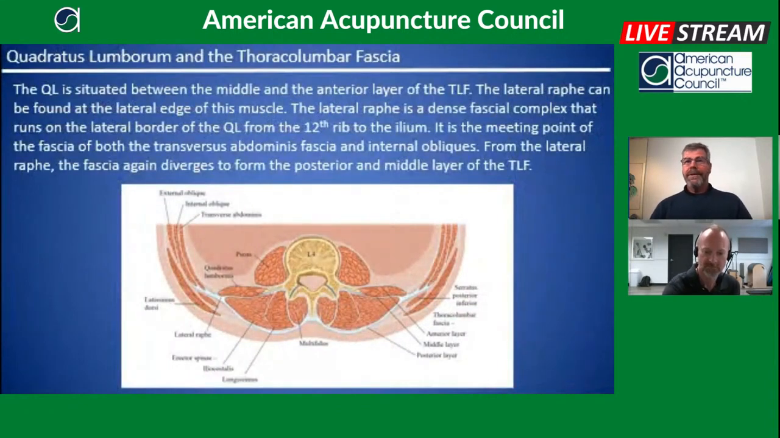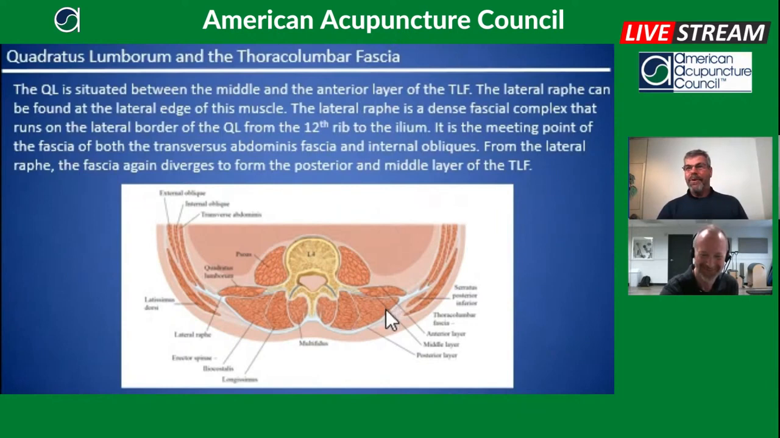So let's look at the Quadratus Lumborum and how it's sandwiched between the anterior and the middle layer of the thoracolumbar fascia. As we know, the thoracolumbar fascia has 3 different layers: an anterior layer, a middle layer, and a posterior layer.